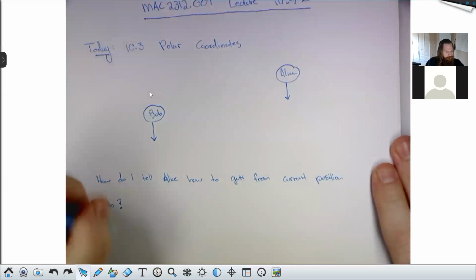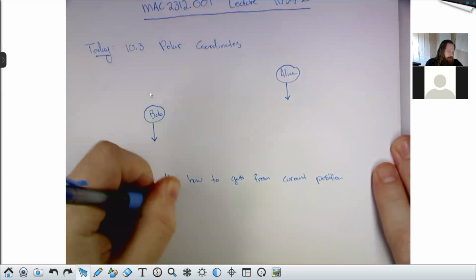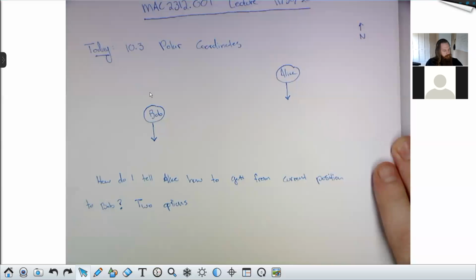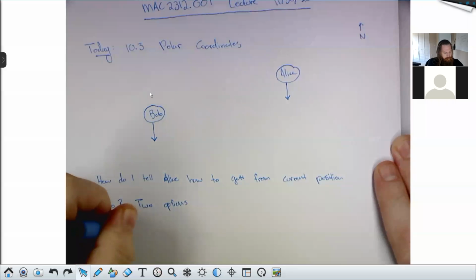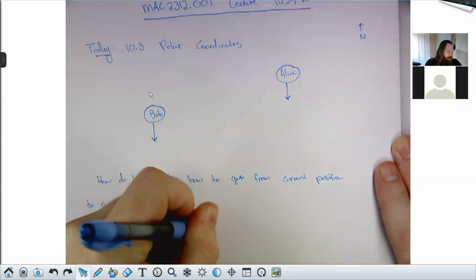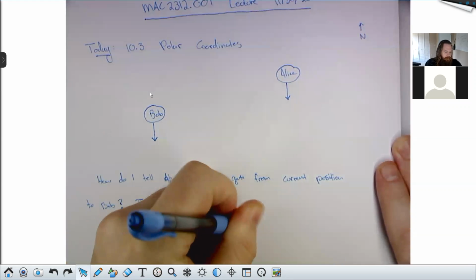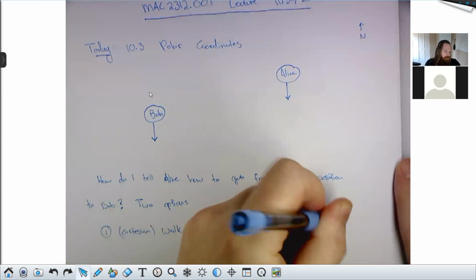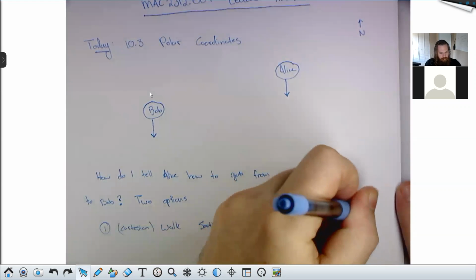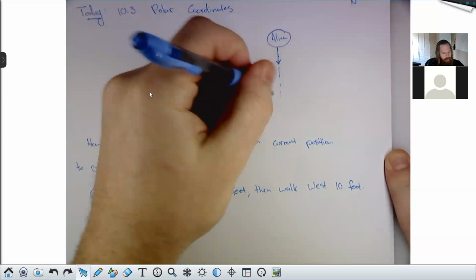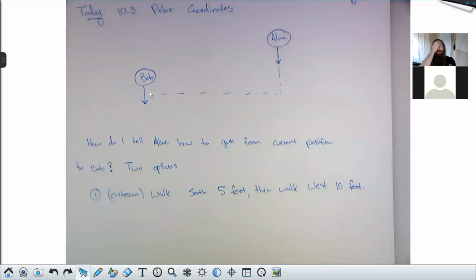We have two options. Let's suppose this is the north. All right. Then we could say, using the Cartesian coordinate system, walk south like 5 feet, then walk west, what did we say, 10 feet. All right, and that's laying out this rectangular path that Alice could take to get to Bob.